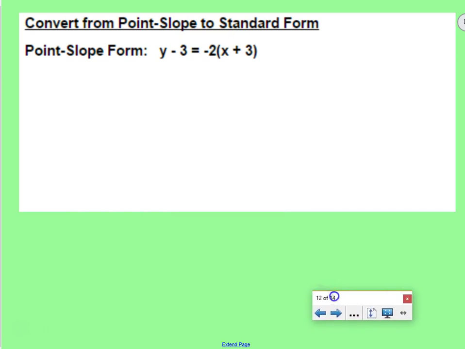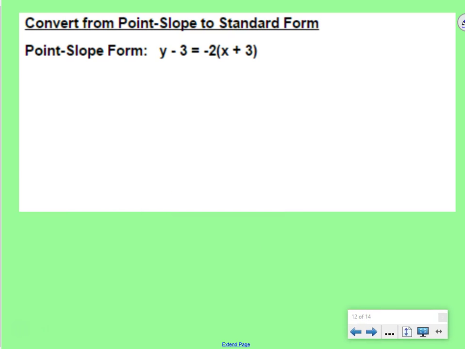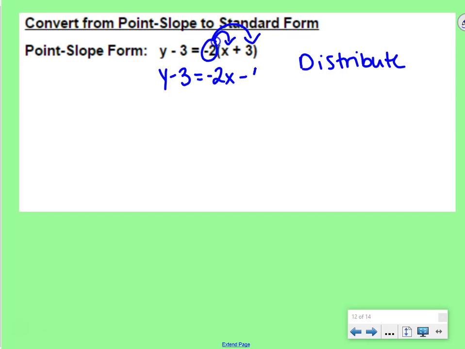Next example. We're given an equation in point slope form, and we just want to convert it to standard form. So point slope form. To convert to standard form, we want to distribute. That's our first step. Distribute. So y minus 3 comes down, equals -2 times x is -2x. -2 times 3 is -6.